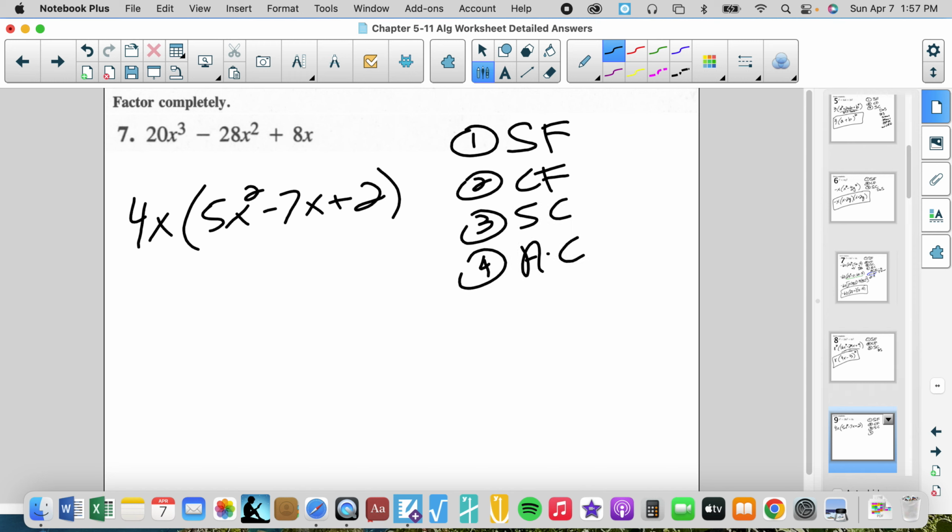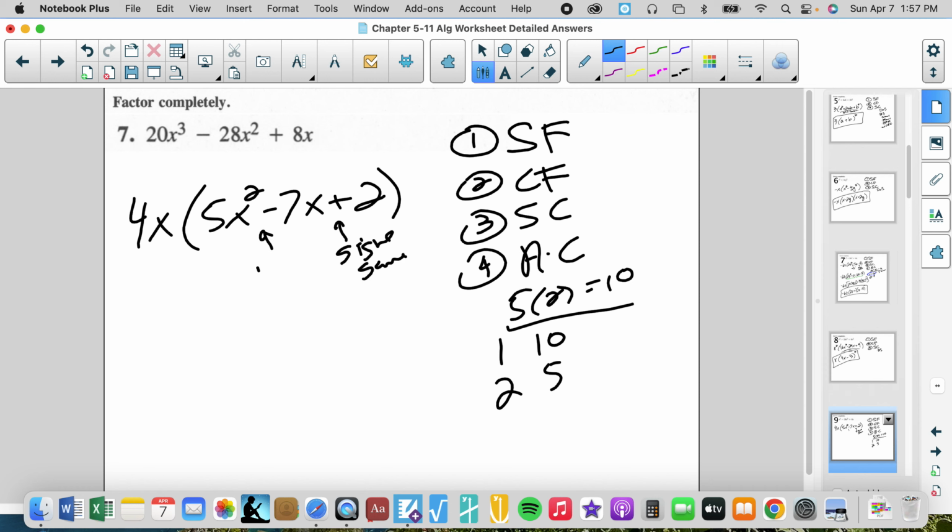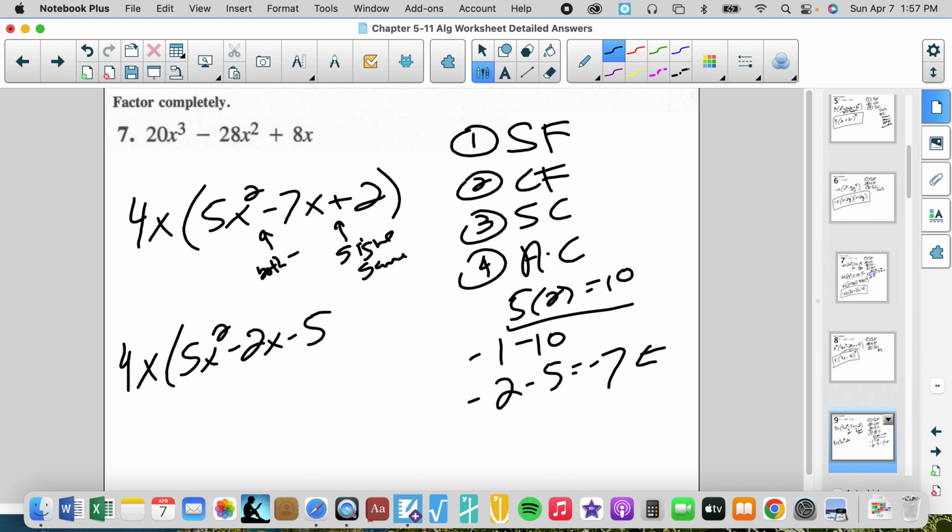A times C. A is 5, C is 2, 10, factors of 10 are 1 and 10, 2 and 5. Signs are the same, and they're both negative. So negative, negative, negative, negative. That makes -7. That's my middle. So we get 4x times the quantity 5x squared minus 2x minus 5x plus 2.